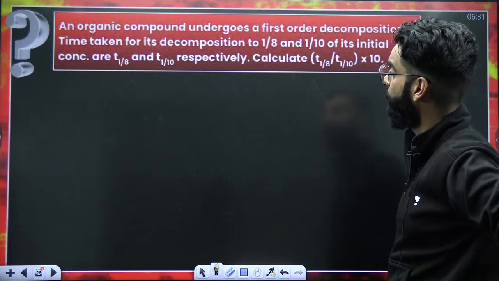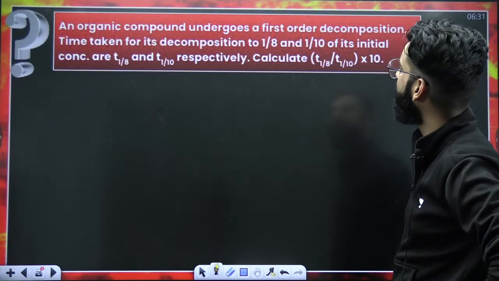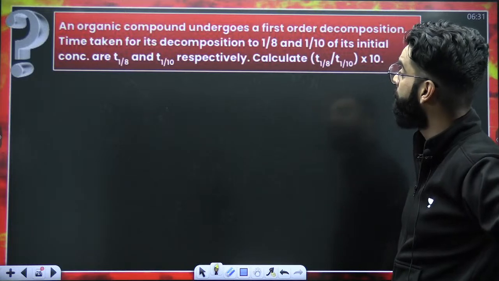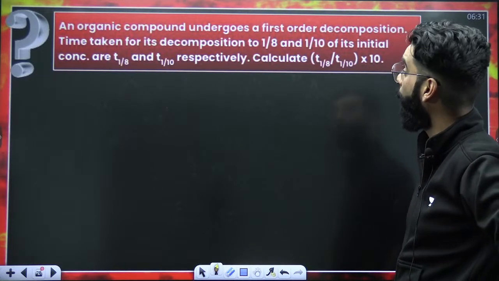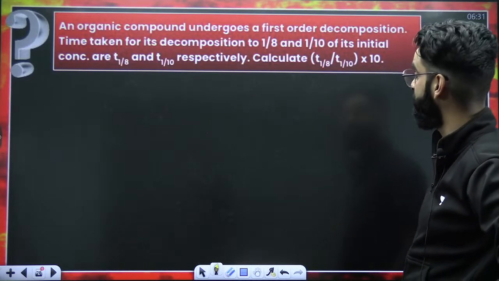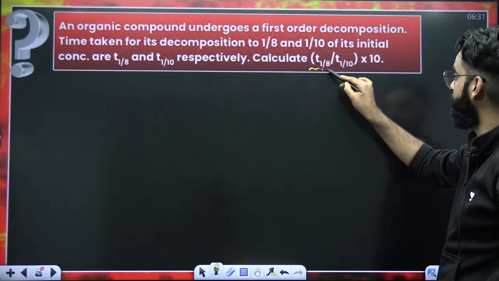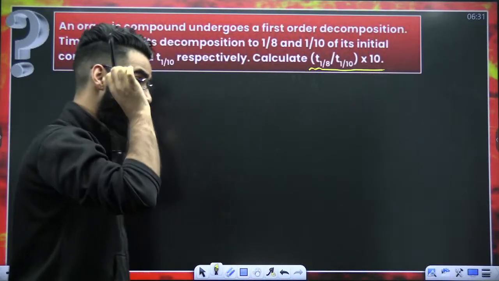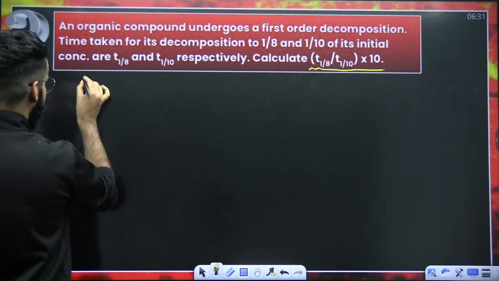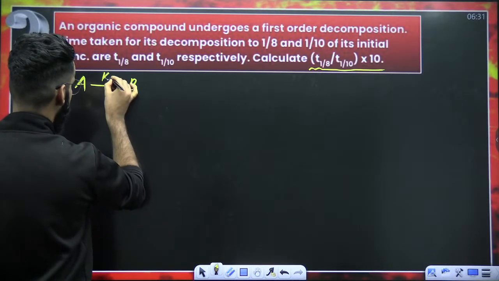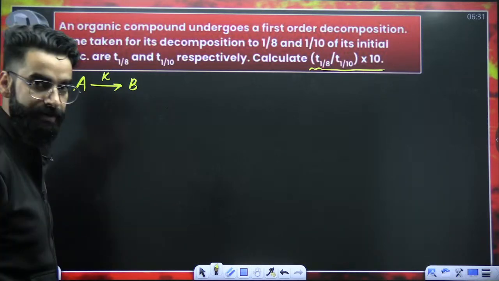Look at this particular equation. The question is: an organic compound undergoes a first order decomposition. The times taken for its decomposition to 1/8 and 1/10 of its initial concentration are T1/8 and T1/10 respectively. Have a look at this equation. For example, the reaction is A gives B, whose rate constant is K, and the reaction follows first order kinetics.